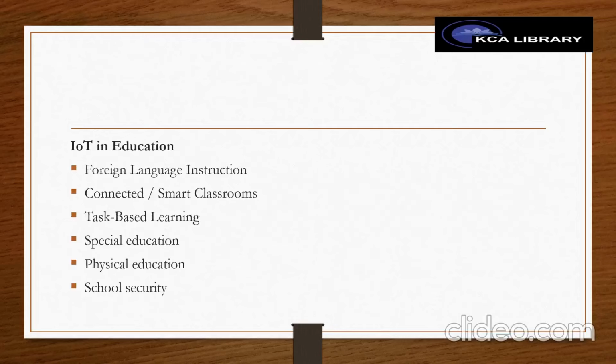So we also have Internet of Things in education, whereby Internet of Things is helping us to make education more accessible in terms of geography, status, and ability. So there are boundless opportunities to integrate Internet of Things solutions into school environments. So it serves as a solid foundation on which to build a broad understanding of Internet of Things applications in areas such as foreign language instruction, connected or smart classrooms, task-based learning, special education, physical education, and school security.